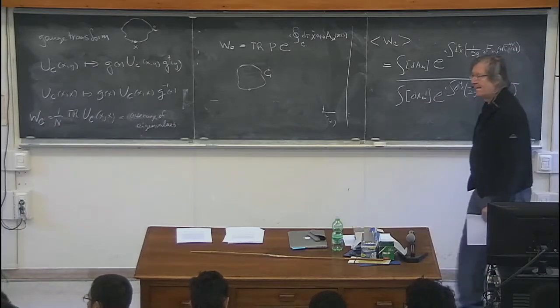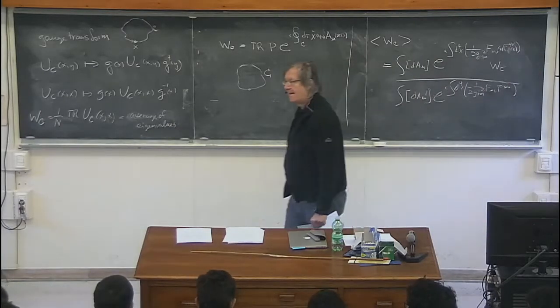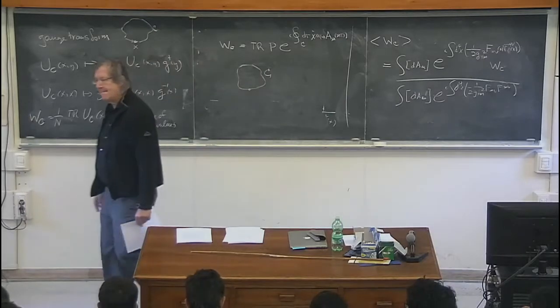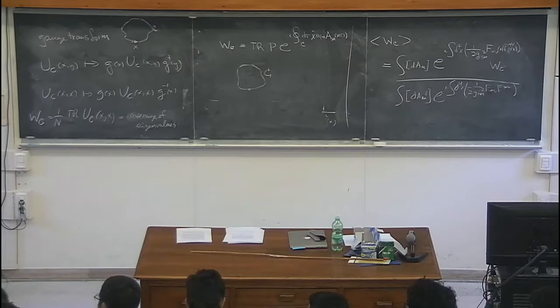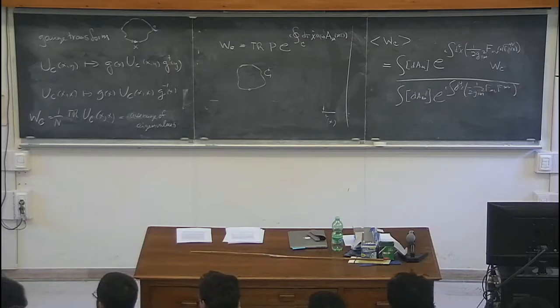Yes? What about the ghosts? Don't we have to introduce the Faddeev-Popov determinant when we integrate over the gauge? We absolutely do. So we have to do that. We might have to put some quarks too, okay? But ghosts we do, absolutely. So we will do that in a few minutes.